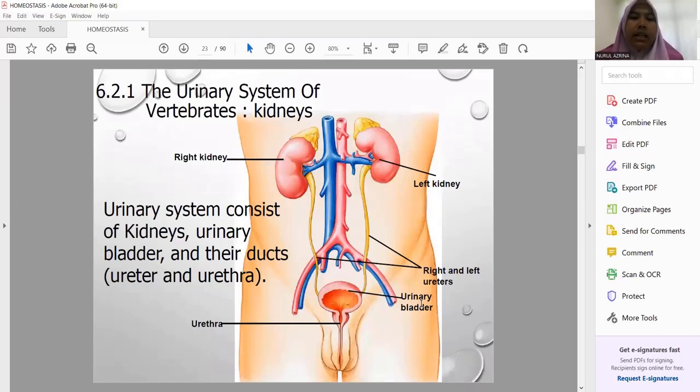Okay, so you can see that the urinary system consists of a pair of kidneys, where the right kidney over here is a little bit lower compared to the left kidney. So why is the right kidney a little bit lower compared to the left kidney? Please search for the answer. All right. And then the kidney is connected to the ureter, and then to the urinary bladder, and the urethra.